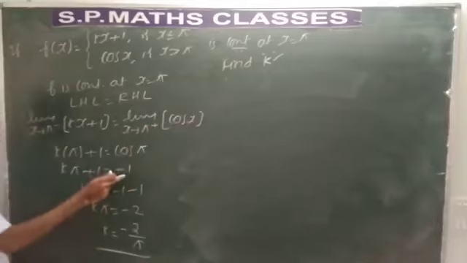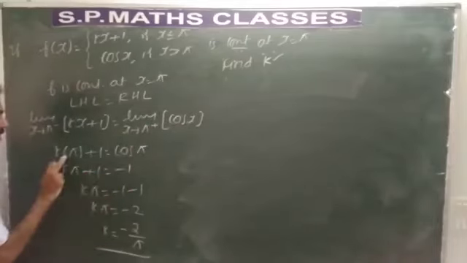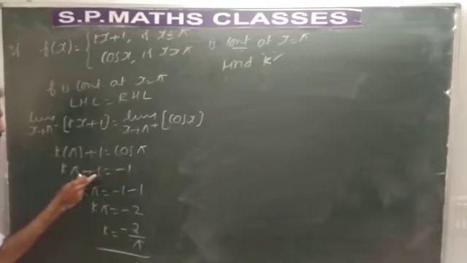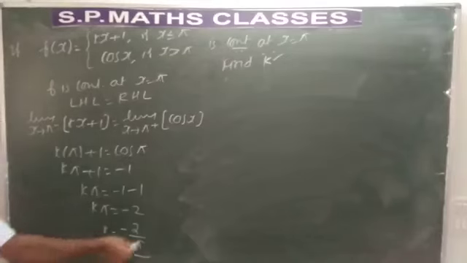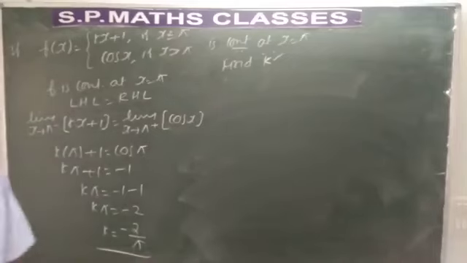What is the value of cos pi? It is minus 1. K pi plus 1 is equal to minus 1. Take 1 to RHS, it becomes minus 1. K pi will be minus 2. K pi will be equal to minus 2. And k will be minus 2 by pi. So for k is equal to minus 2 by pi, f of x is said to be continuous at x is equal to pi. I think you have understood this problem.